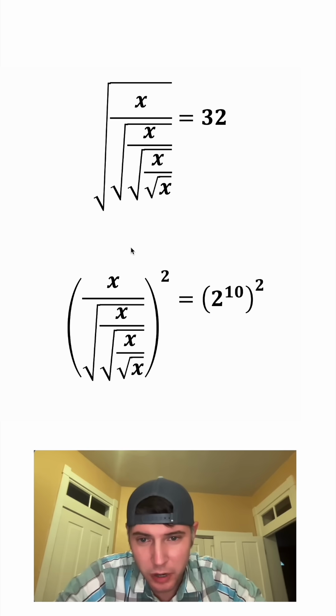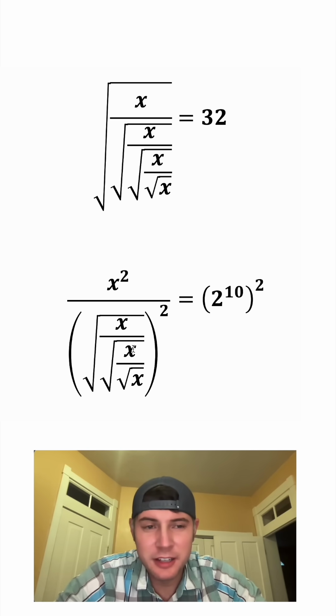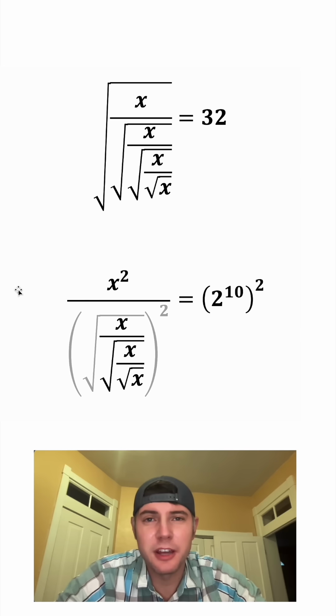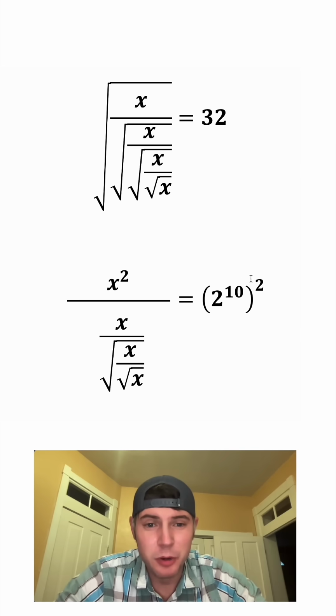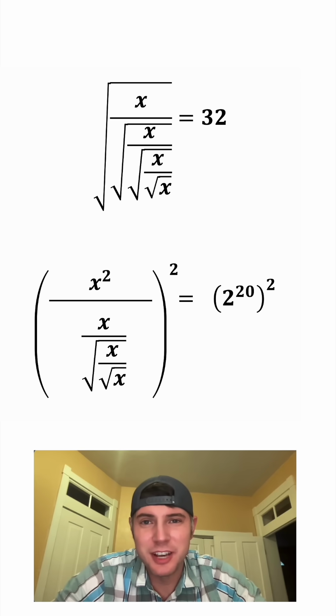On this side, the square will go both to the numerator and to the denominator. It's going to look like this. And in the denominator, the square and the square root will cancel each other out. And on the right-hand side, we can multiply these exponents to give us 2 to the 20. And then once again, we're going to square both sides of the equation.